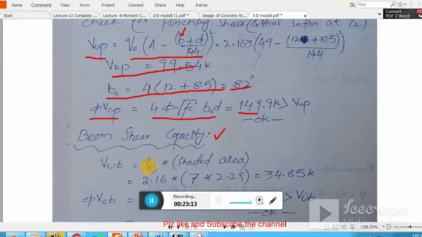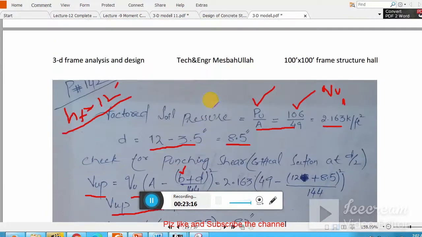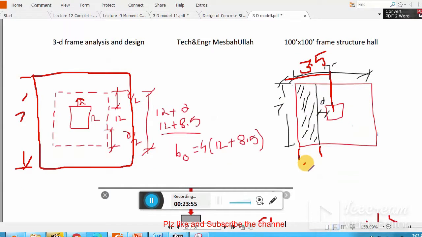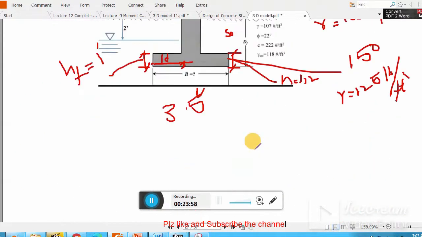In case of beam shear, we have to multiply QU with the shaded area. Now what is the shaded area coming here? You see, this is the column and this is the critical zone for beam shear at a distance of d. So what will be its width? From the center line, this distance is 3.5. Clear? And my d is 8.5 inch. Converting 8.5 into feet and subtracting this from this, you get this distance. This is 2 point something.